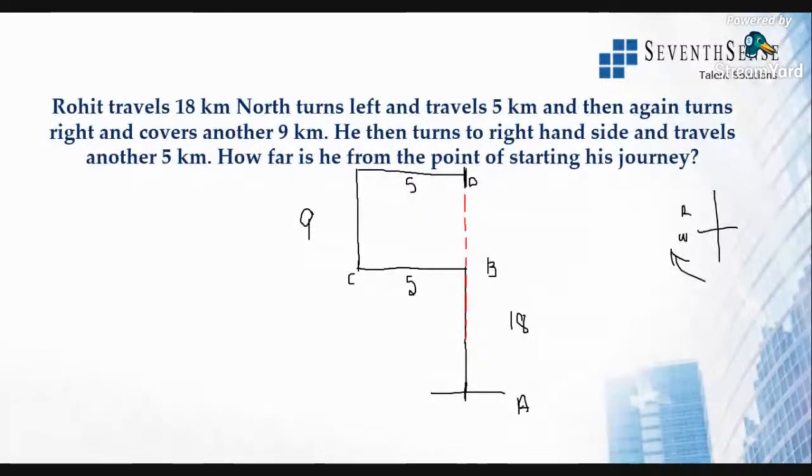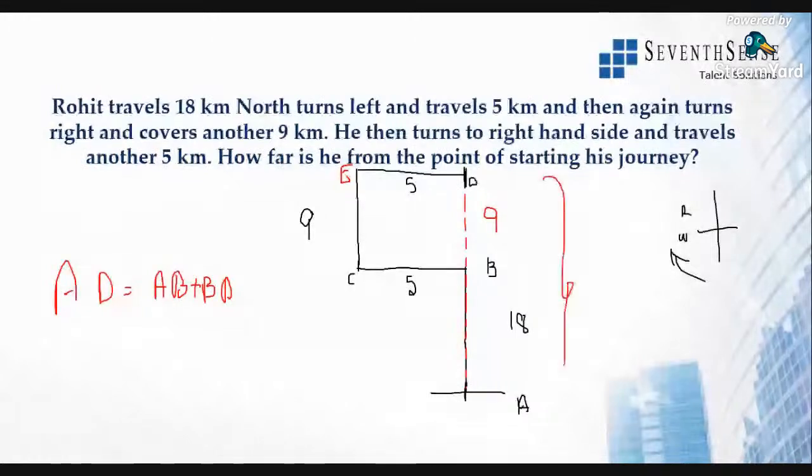So from starting, what is the total distance he traveled? That is, they're asking distance AD. So what is AD comprising of? AD is nothing but AB plus BD. Whereas BD is parallel to, I'll just take this as E, BD is parallel to CE. So this is nothing but 9 kilometers. So totally it is 18 plus 9, which is 27.